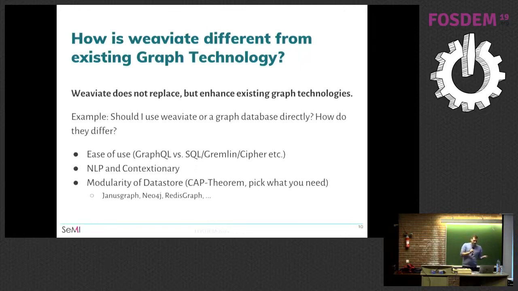So if you're faced with the question, should I use Weaviate or should I just use any of the existing graph databases? How would they be different? The first one of the USPs would be ease of use. So keep in mind here that we're targeting an audience that isn't so familiar with graphs. So I assume people in this room here probably know how to write a Gremlin query, a Cypher query, a SQL query, these kind of things. But even if you don't, even if you do, you might say that, okay, these do definitely have a steep learning curve. And we're using GraphQL to make that easier.